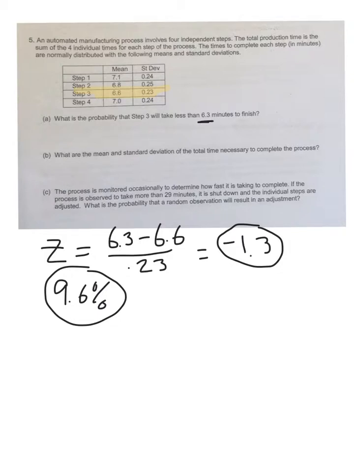Let's look at letter B. Okay, what are the mean and standard deviation of the total time? Well, this is the mean of each step, so we just add them together. That's going to be the mean of the total time. So that should be, what is it? It is 27.5.